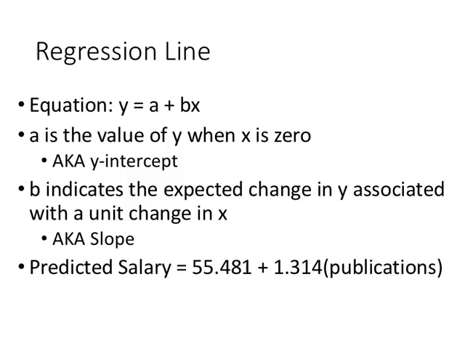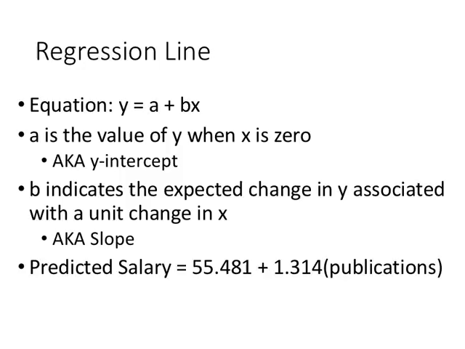And so if we look at our regression equation for the data that we're working with, our predicted salary is equal to an intercept of 55.481 plus 3.14 times the number of publications, right? Same format as up here. And so if I have zero publications, what's my predicted salary? About $55,481. Does that make sense?